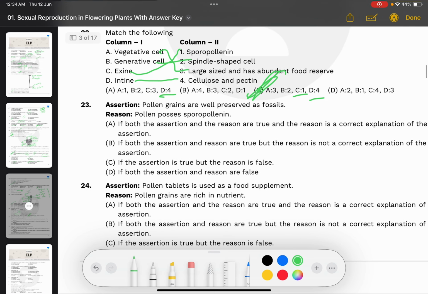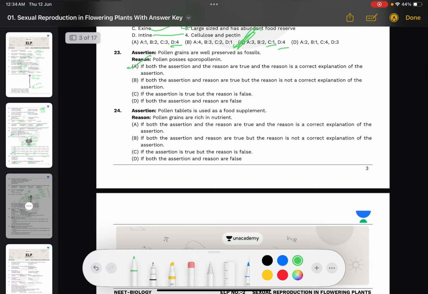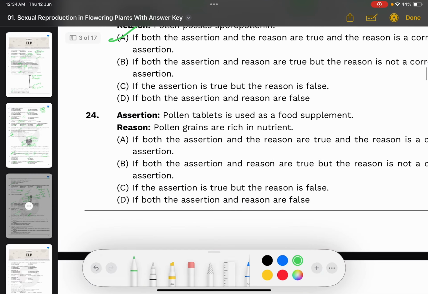Pollen grains are well preserved as fossils. Absolutely right. Pollen possess sporopollenin. The reason is also right. So this is the answer. Pollen tablets are used as a food supplement. Pollen grains are rich in nutrients. This is the answer.